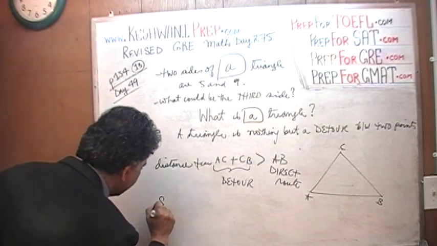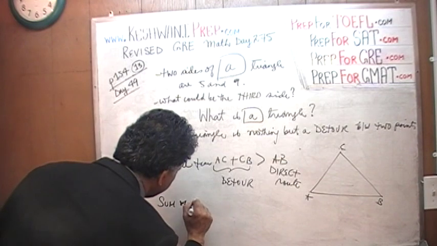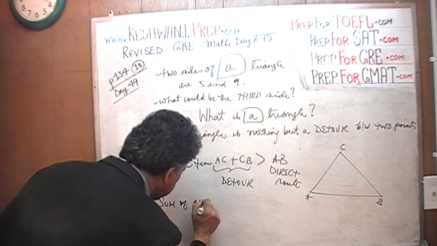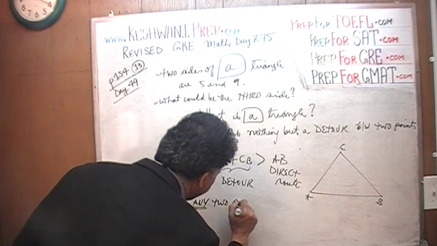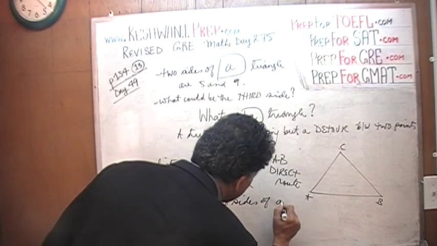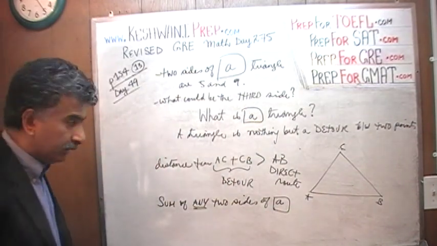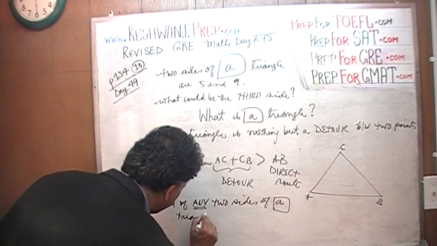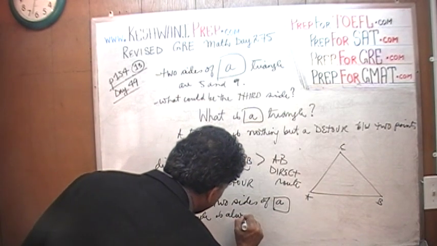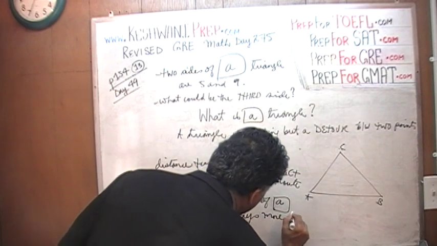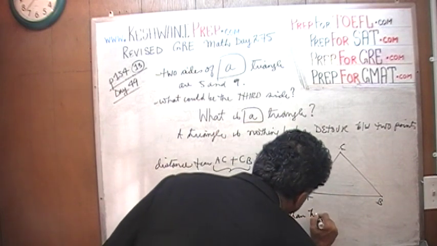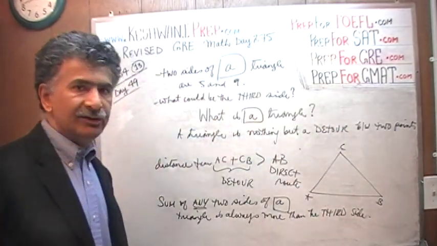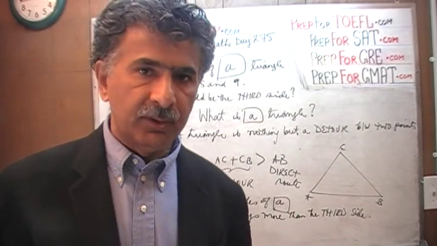They would say the sum of two sides, or to be more precise, the sum of any two sides of a triangle, again any triangle, any old triangle, is always more than the third side. That is the nature of the thing. That is how nature created a triangle.